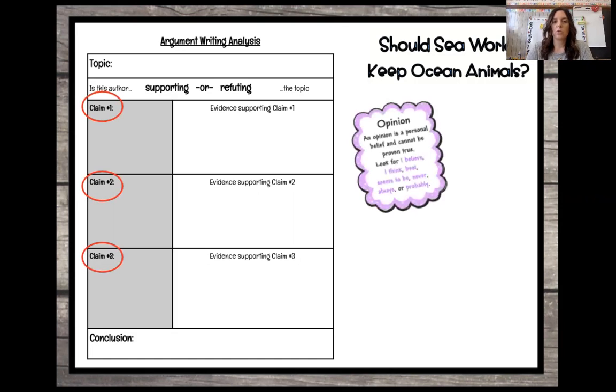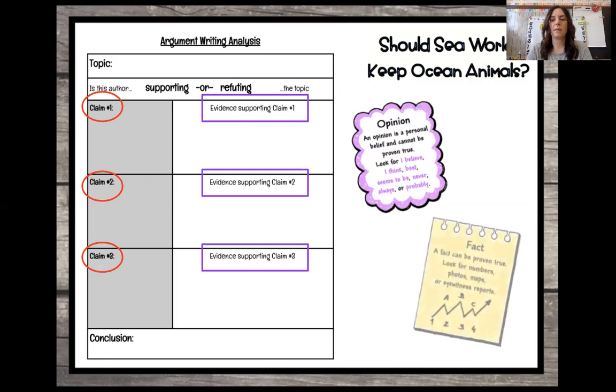So the claims are usually the author's opinion, and reminder that opinions are personal and cannot be proven true. But then the author will back up those claims with evidence, and the evidence is where the author is going to include all of the facts that are the pieces that can actually be proven true, and that's a way for you to be able to use the information to make your own decision.